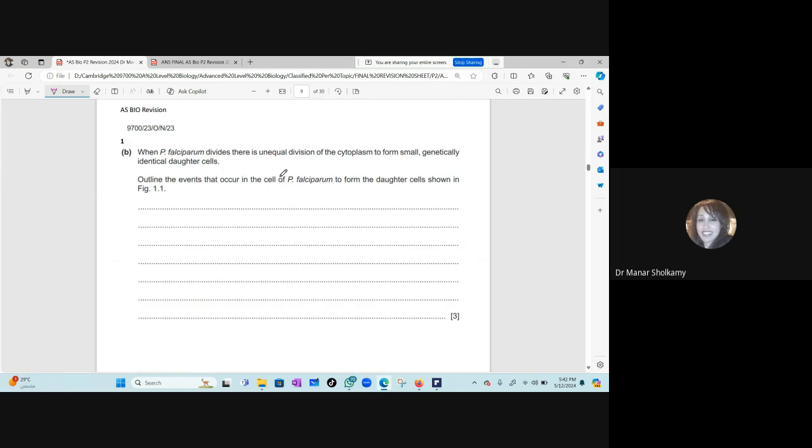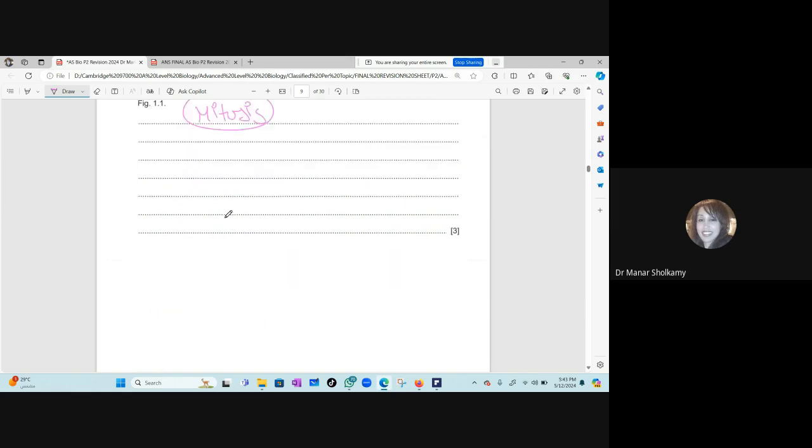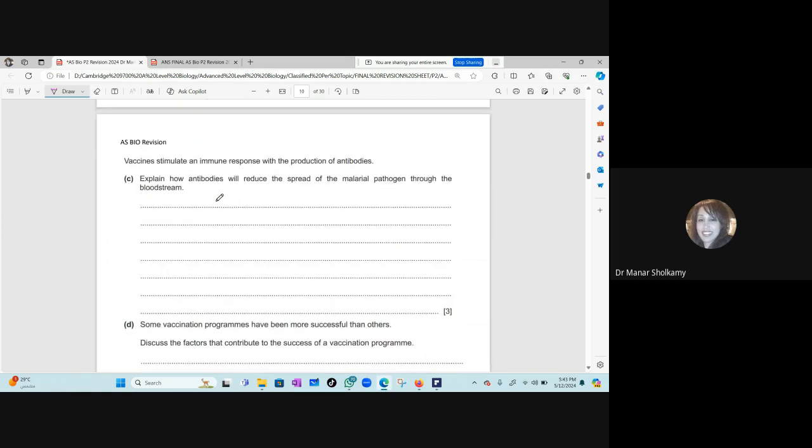Outline the events that occur in the cell of P. falciparum to form the daughter cells shown in figure 1.1. Okay, now here this discusses mitosis. So we already answered this question. So all the steps of mitosis. I had this question so that we revise it.